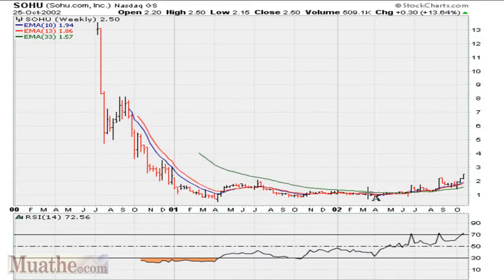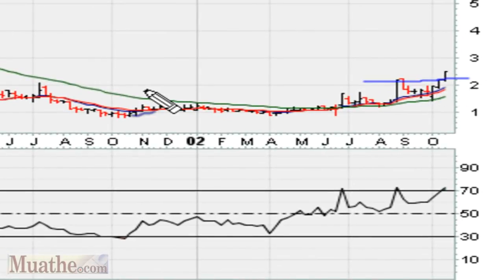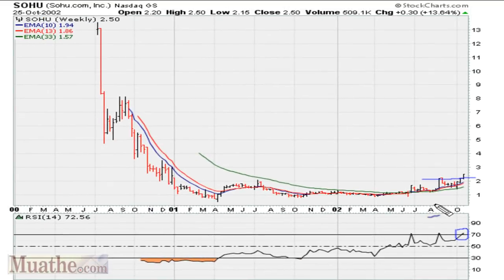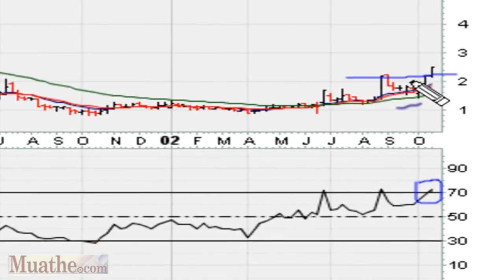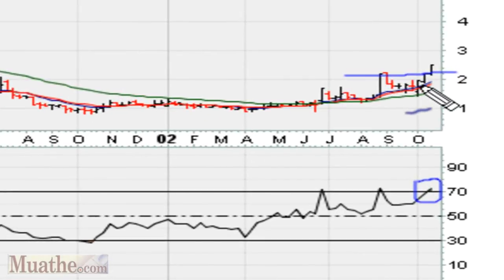Sohu early on in 2002. What I want to ask you is that in 2002, would you have bought this stock when it broke out above $2.40? Notice that, as a hint, the RSI was making an all-time high. So if you take this weekly chart in late 2002, that there, was that something that you would have taken action and bought the stock?